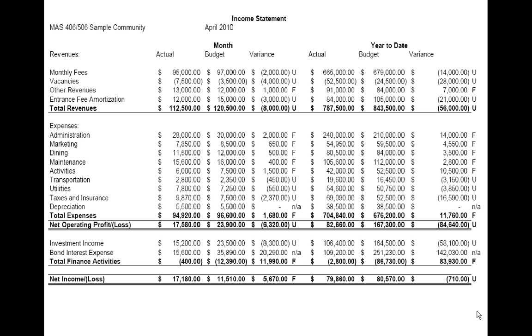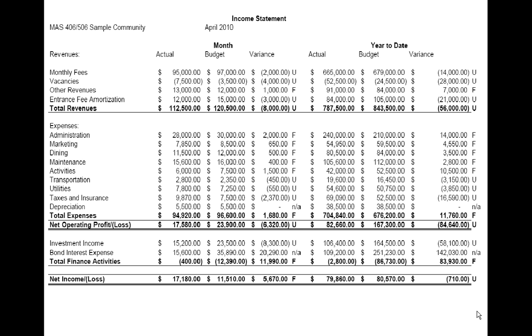On the far right hand corner here we have year-to-date information on actual budget and variance. This gives us a good idea of not only how the month is doing but how we're faring year-to-date for the entire fiscal year. For example, on the total revenues we can see that the monthly fees are not just off for the month of April, but we're in negative variance territory for the entire fiscal year, which means it's more of a trend and not just an occurrence in this month.